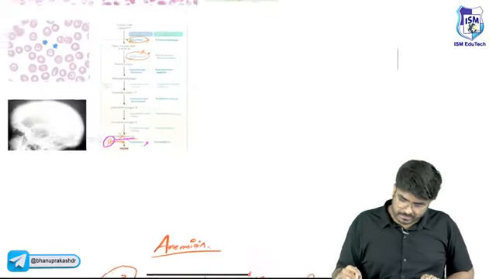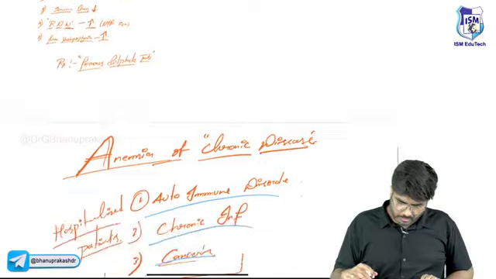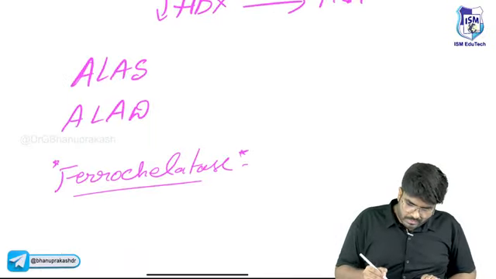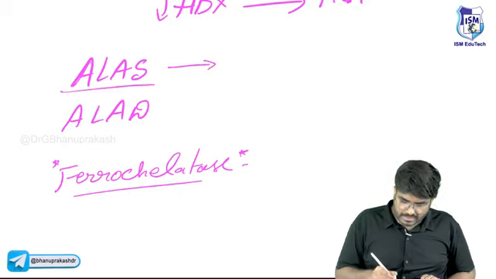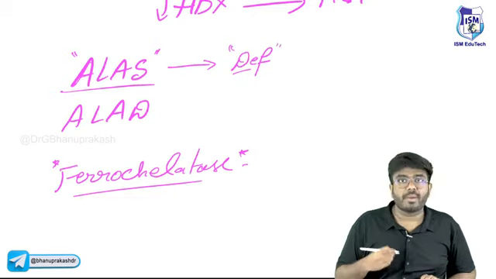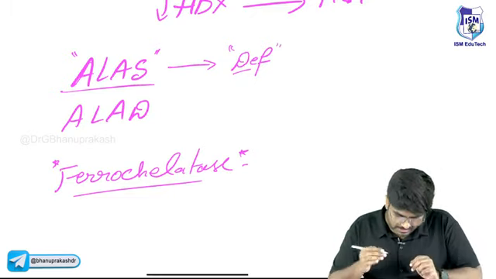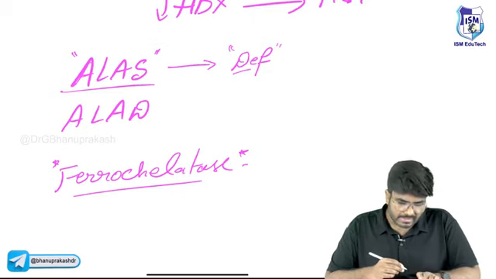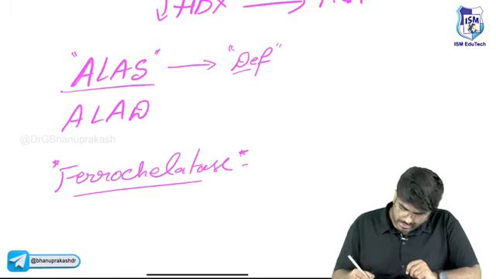So let's write one by one. See why these enzymes are important. Let me tell you. In most of the cases, there is deficiency of this enzyme, ALAS, deficiency by birth itself, congenital deficiency of ALAS, sir. Now, what else? Sir, lead poisoning. There is something called lead poisoning.